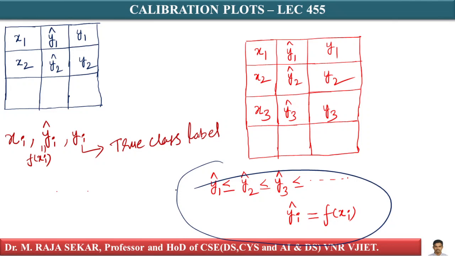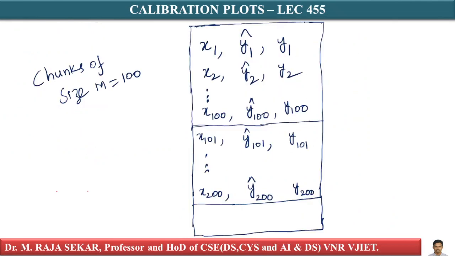I will break my table into chunks of size m. Let me assume m equal to 100. Now what will I do? I break my table into pieces. My first 100 points into one bucket or one chunk, my second 100 points into a second chunk. Here I have x1, y1 cap and y1, and x2, y2 cap and y2, so on, x100, y cap 100, comma y100. Basically, it is a chunk of size 100, that is m equal to 100.